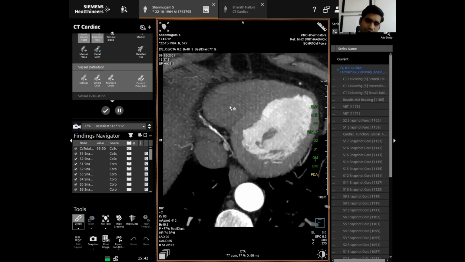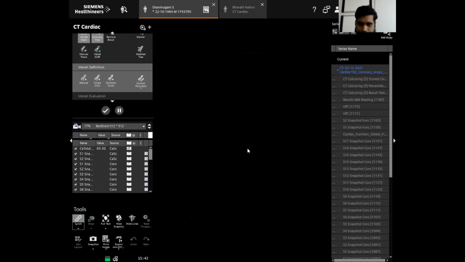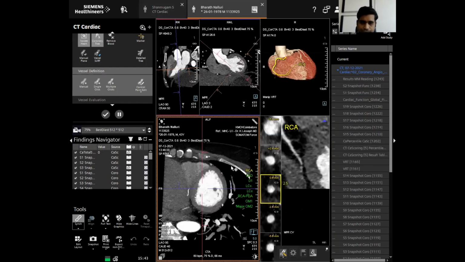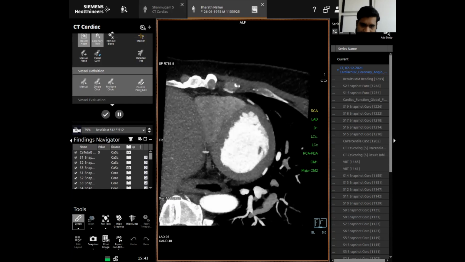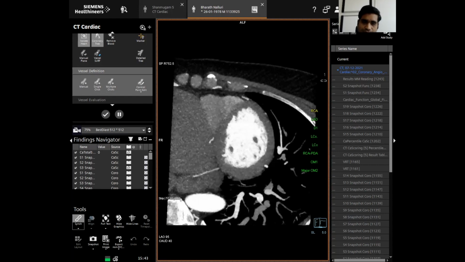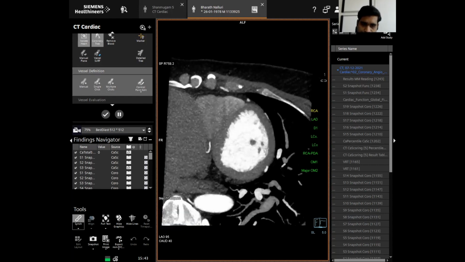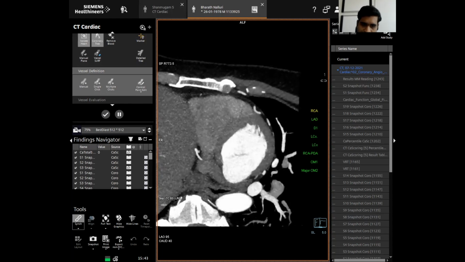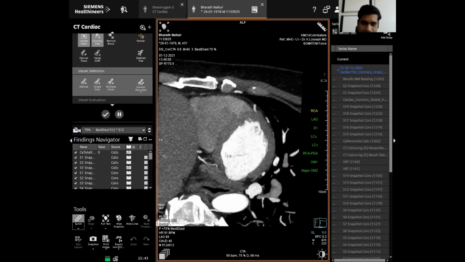Then the right coronary artery reaches the crux of the heart. Then it bifurcates. So the right coronary artery reaches the crux and bifurcates into the PDA. This is the posterior descending artery, which runs in the posterior interventricular groove. This is the PDA. And the second artery is the posterolateral branch.